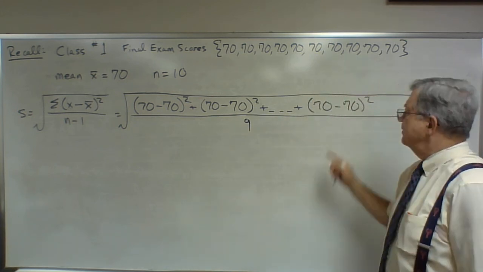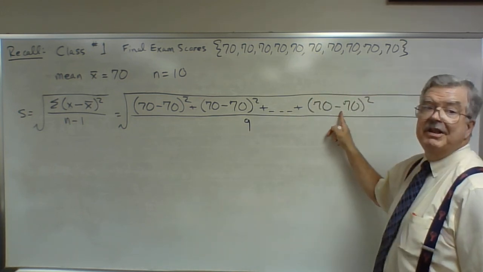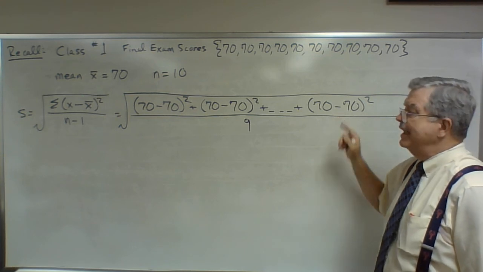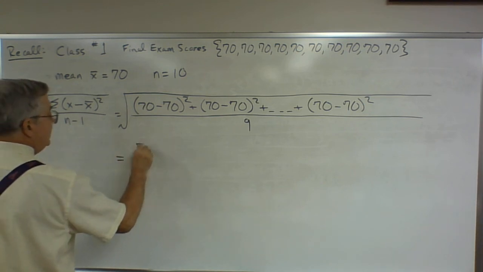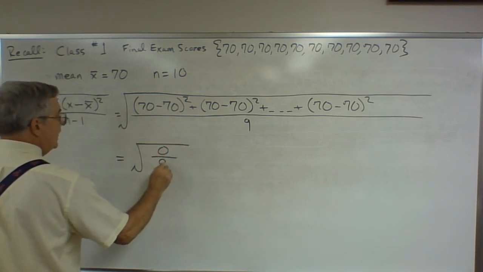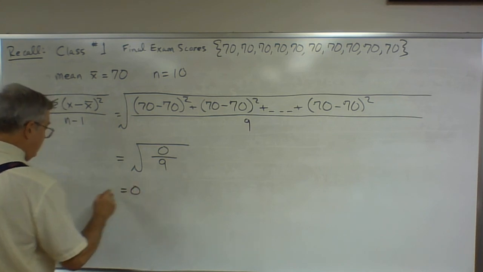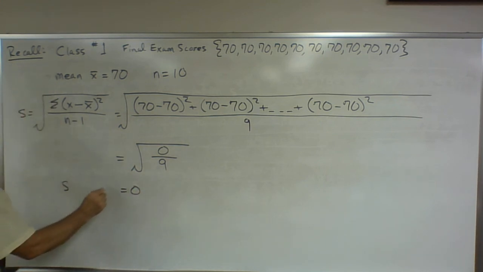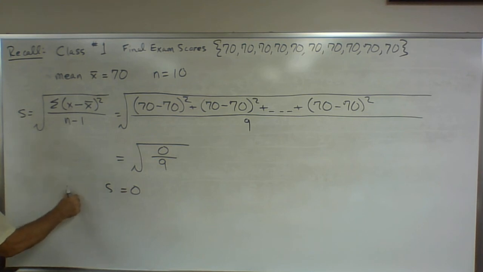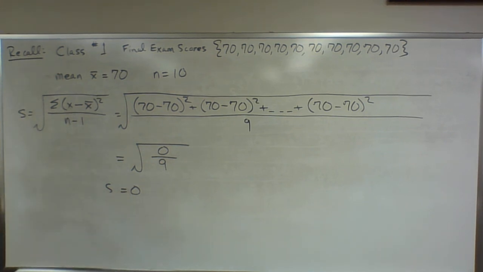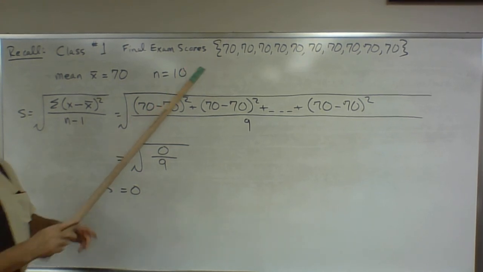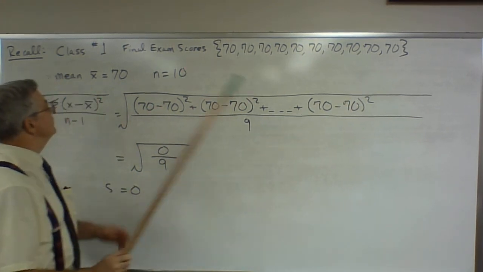Well, notice something. 70 minus 70 is 0, and when we square it, we still get 0. What we're going to get is 0 over 9, square root, which is 0. And this tells us that there's no dispersion between the data values and the mean. Essentially, they're saying that each of the data values is equal to the mean.